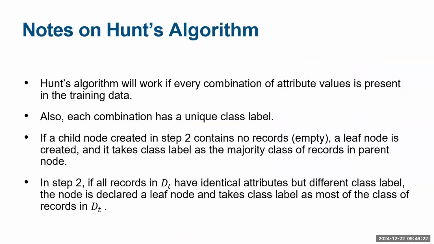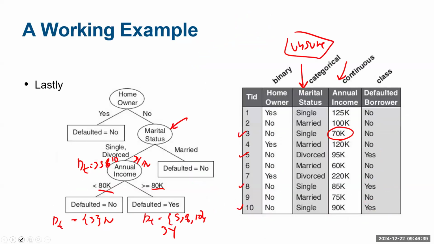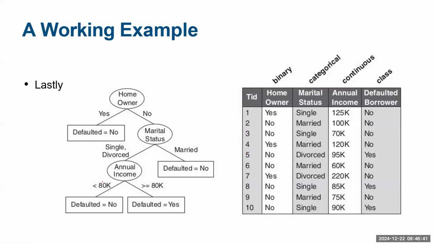So that is one thing to note. Now, it is also possible that a child node created in step 2 contains no record. So what does it mean? It means that, let's say I pick this one to be like 800K. This one to be less than 800, and this one is greater than or equal to 800.